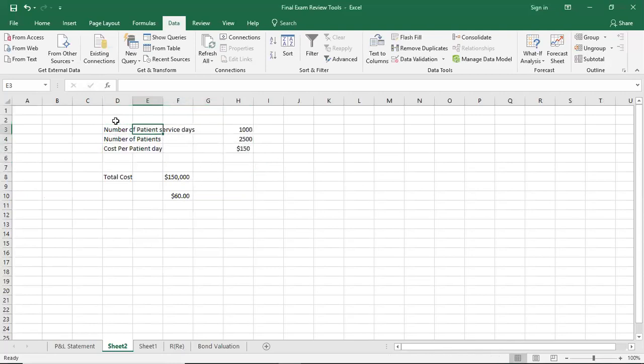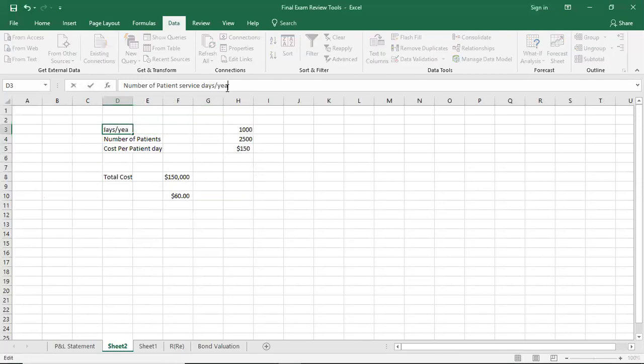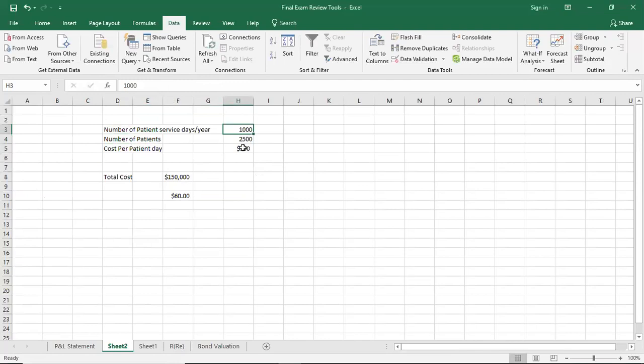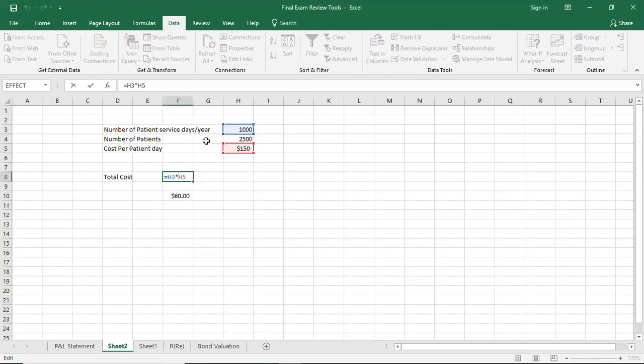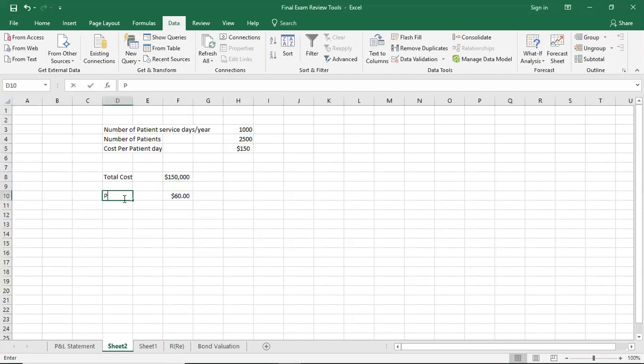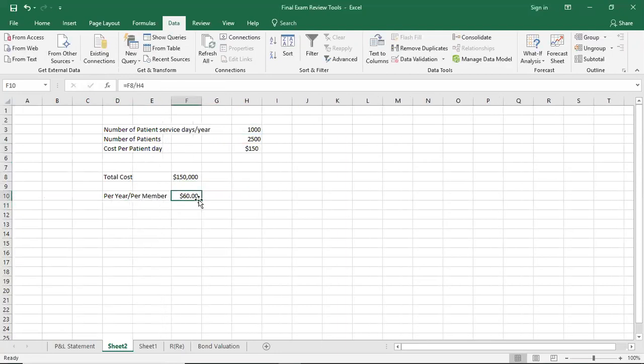So number of patient service days per year, I'm going to put that in there just so we have that cleared up. It will give you that number, let's say 1,000 total for every 2,500 patients, and the cost per patient day is $150. So once again, to get the total cost, we'll take the number of patient service days in a year times the cost per day, and that gives us the per year amount. A lot of people stop right there and think that they've solved the problem, but you're trying to find the per month rate. So all you're going to do is take that same number and divide it by 12, because there's 12 months in the year.